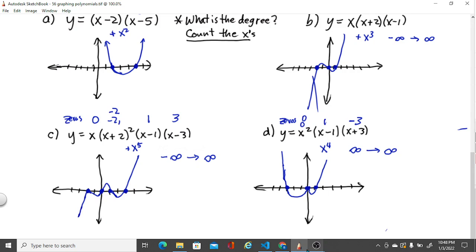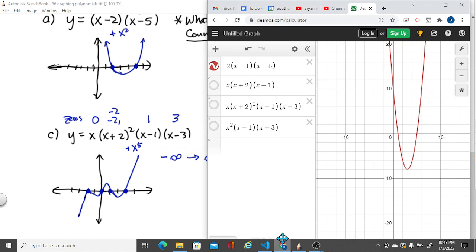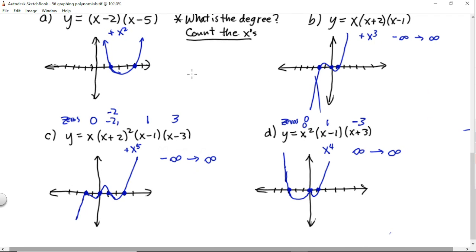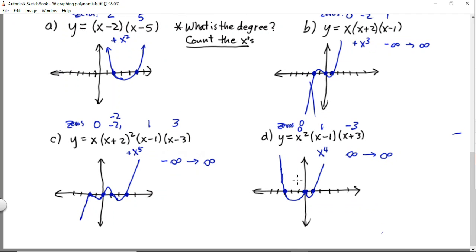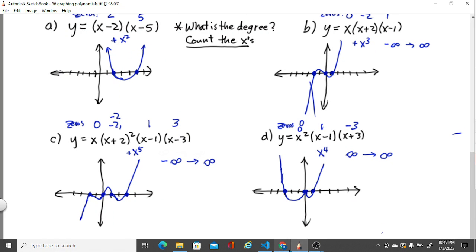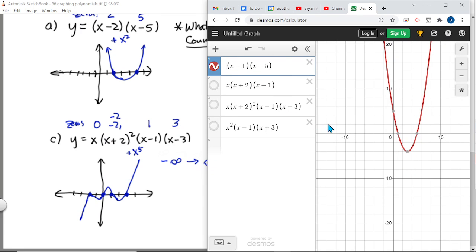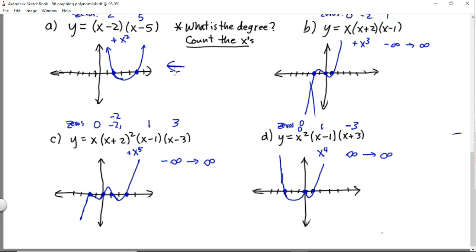I've got these queued up in this graphing calculator. So this is the first one. Oh, I have a 2 out front. That's not right. How did I do that? Let me fix that. Okay, I accidentally typed a 2. I'll just fix that. Okay. So, that's not too bad. This is the one we're talking about right here.